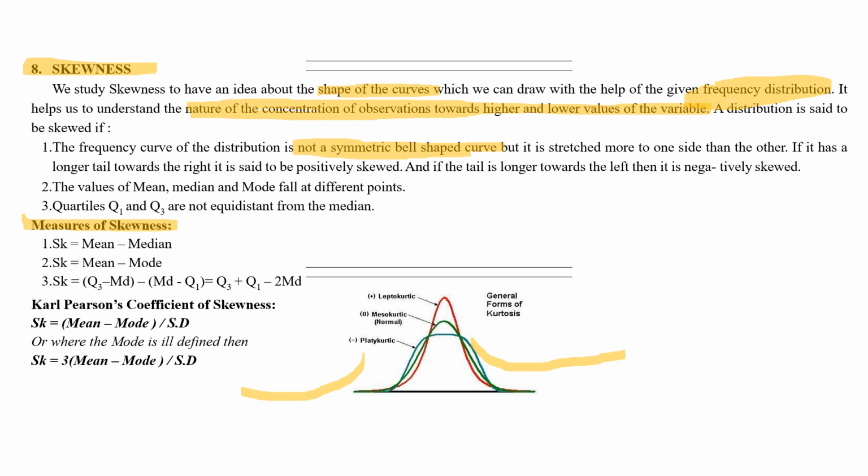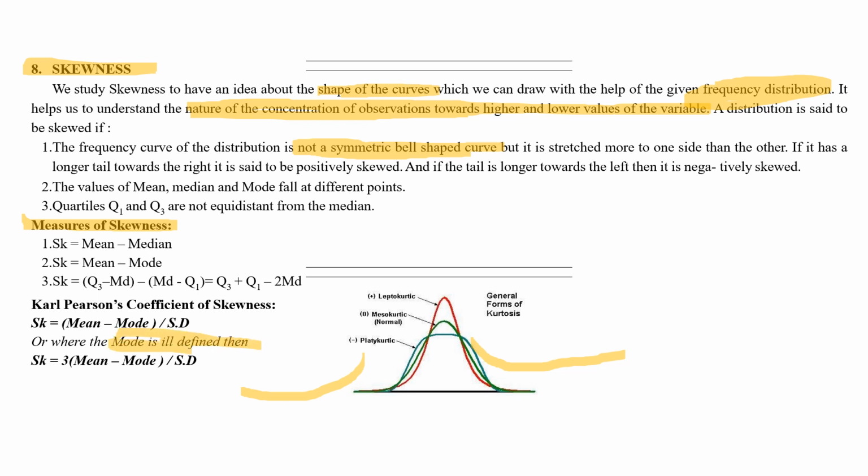Skewness is equal to mean minus median. Skewness is equal to mean minus mode. Then skewness is equal to (Q3 minus median) minus (median minus Q1), which is Q3 plus Q1 minus 2 median. Karl Pearson's coefficient of skewness Sk is equal to mean minus mode divided by standard deviation.